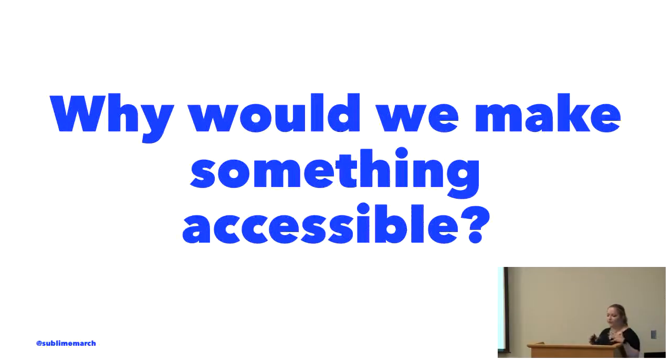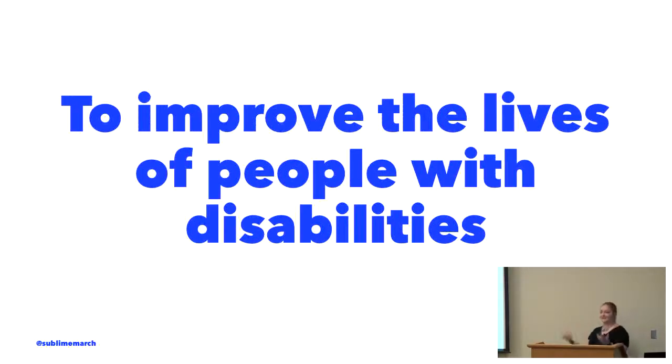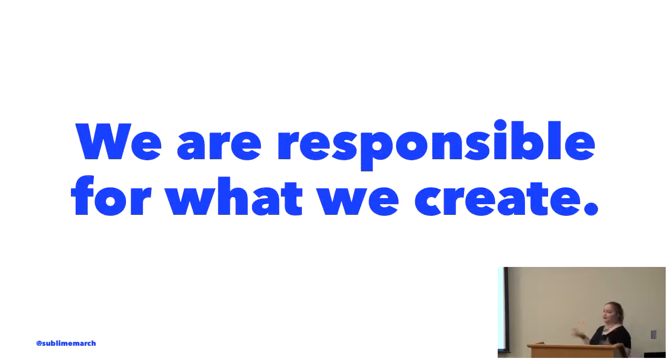Okay, so why do we make something accessible? There are a lot of reasons, and they're all totally valid. They're just more or less altruistic, right? So the first one is to improve the lives of people with disabilities. I believe that we have, as technologists, an ethical duty to help everybody who's using what we're making. It's just that simple, right? We're responsible for what we create. Regardless of what you're making, whether it's a website or an API or an app or a cool robot, whatever it is that you are writing code for, if you make something that any other human being is going to interact with, you are responsible for making sure those other humans can use it, right?